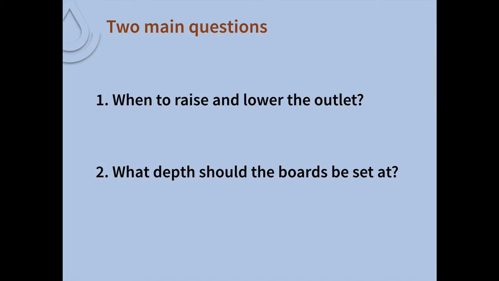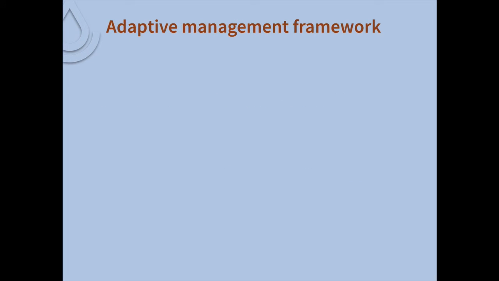There are 2 main questions that an operational plan for a drainage water management system attempts to answer. The first is when to raise and lower the outlet, and the second is what depth do we set the boards at. Because each site is unique, each system is unique, and each season or year is going to be a little different, drainage water management should really be practiced in an adaptive management framework.